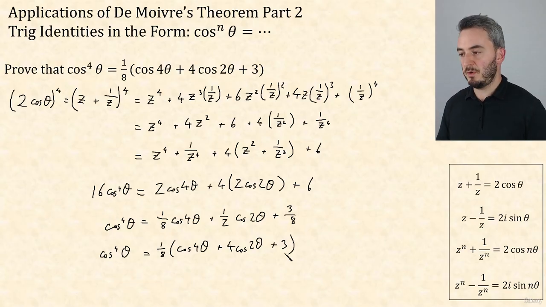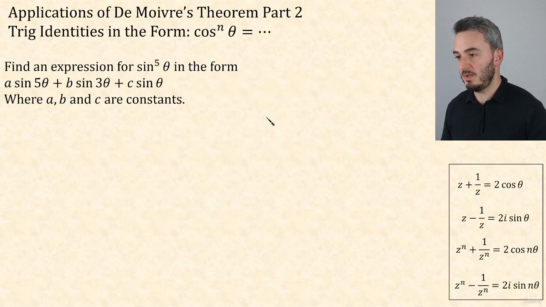So that's the clever process. You start by just raising 2 cos theta to the power 4, and that will give you an expression for cos to the 4 theta, and it's always grouping first and last, second and second last, and so on. Let's have a look at this with sine. So let's try to find an expression for sine to the 5 theta in the form some amount of sine 5 theta, some amount of sine 3 theta, and some amount of sine theta.